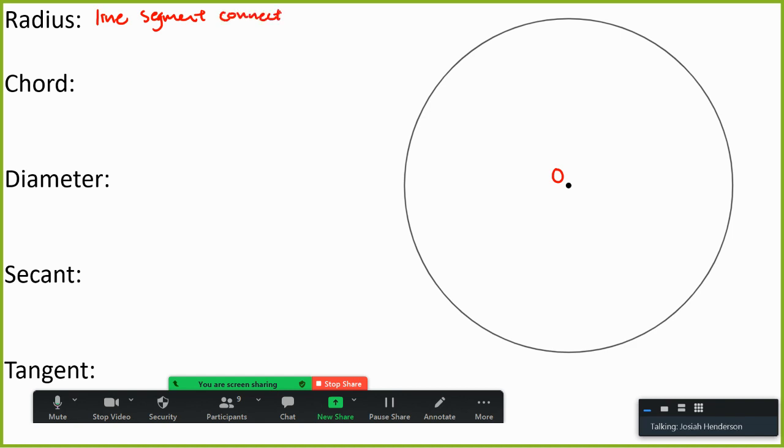Line segment connecting or joining the center to any other point on the edge of the circle, or just usually how we say it is on the circle. We don't mean in the middle somewhere, we mean on the edge of the outside. So if I have point A floating on the edge of my circle, if I connect O to A as a straight line segment, that would be a radius. So a line segment connecting the center to any point on the circle. Our radius example so far is OA, segment OA.